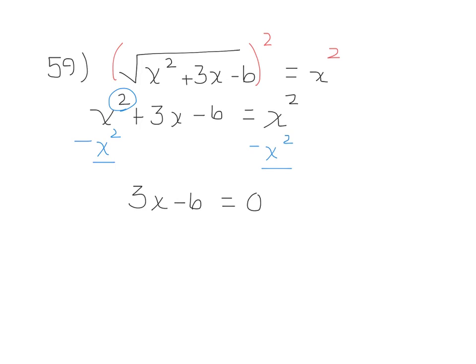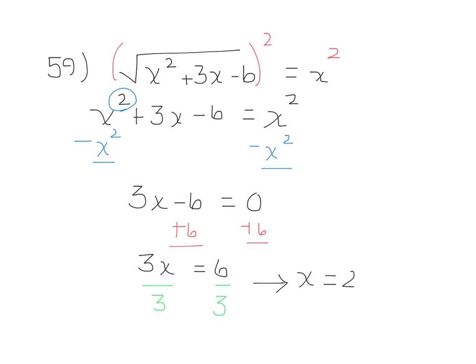Now we want to solve for x. This is just a linear equation. So we'll add 6 to both sides of our equal sign, and we'll have 3x is equal to 6. And then since the 3 is being multiplied by the x, we undo that multiplication by dividing. And when we do so, we'll have x is equal to 2.